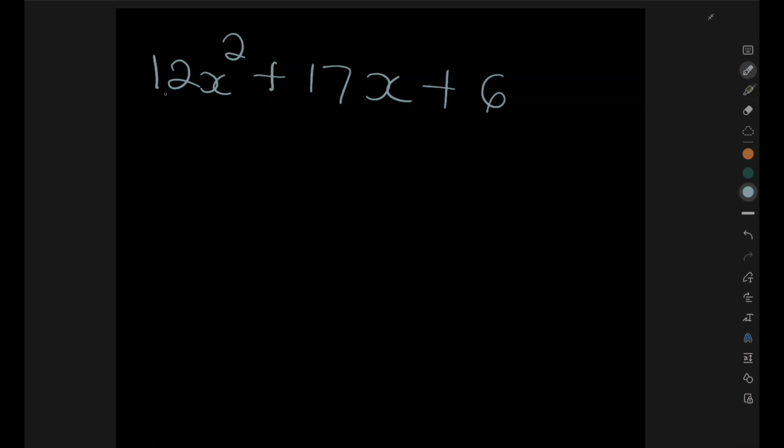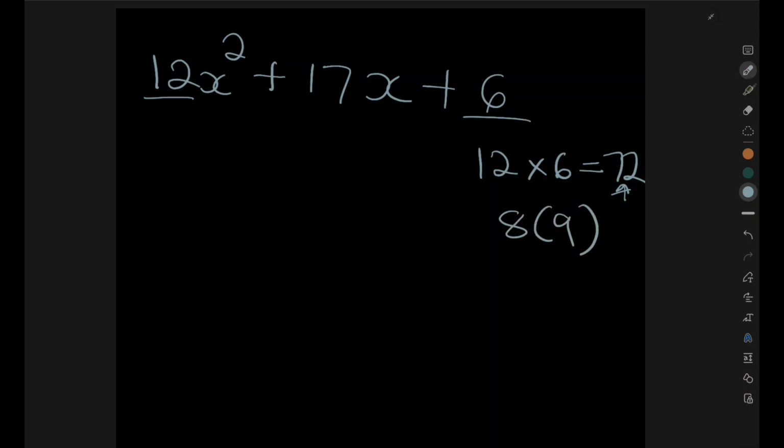So if you can't find a common factor that we can take out of all 3 terms, what we do is say 12 multiplied by 6, which gives me 72. Now I need to look at the factors of 72 that, if I multiply them together, give me back 72, and if I add them together, give me 17. Those 2 factors are 8 and 9. How do I know this? Because I've already done the equation.